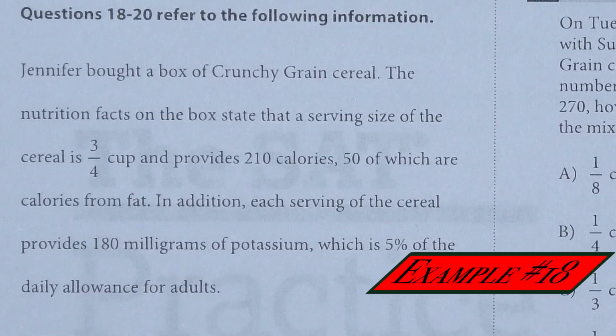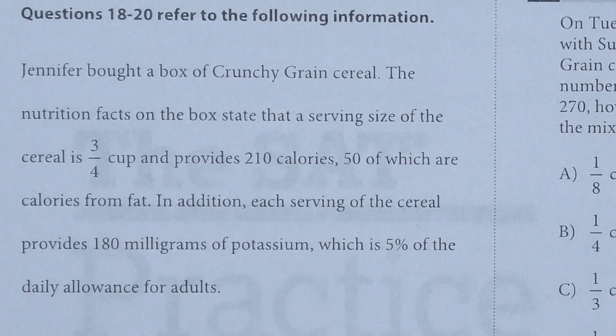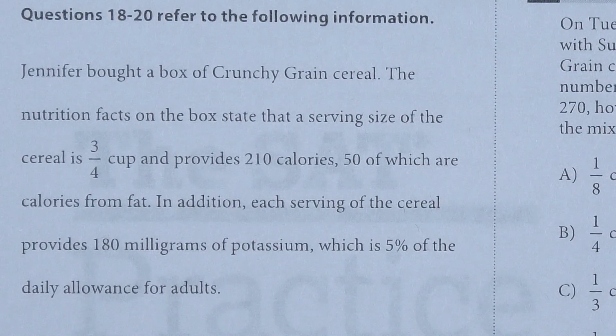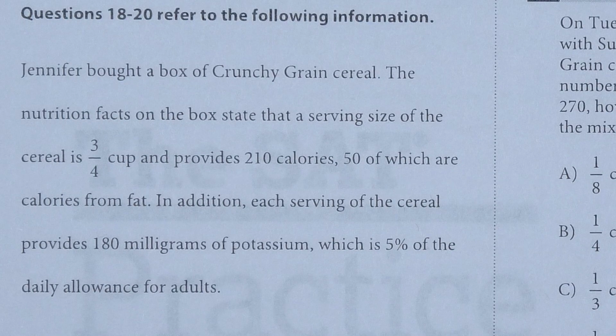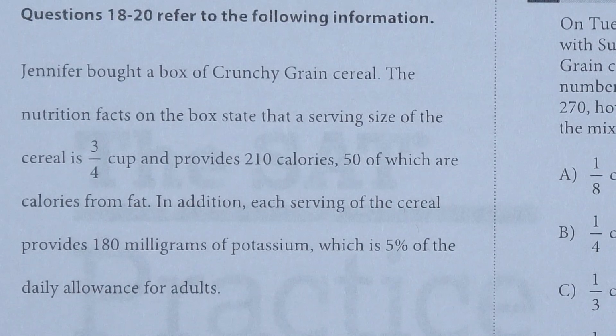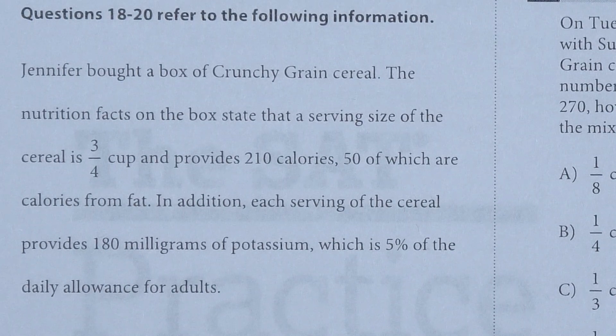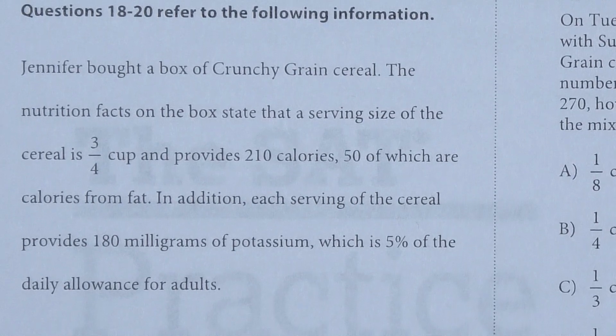For questions 18 and 19, we're going to refer to the following information. Jennifer bought a box of Crunchy Grain cereal. The nutrition facts on the box state that the serving size of the cereal is 3/4 of a cup and provides 210 calories, 50 of which are calories from fat. In addition, each serving of cereal provides 180 milligrams of potassium, which is 5% of the daily allowance for adults.